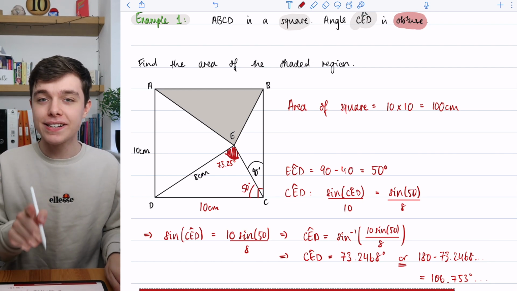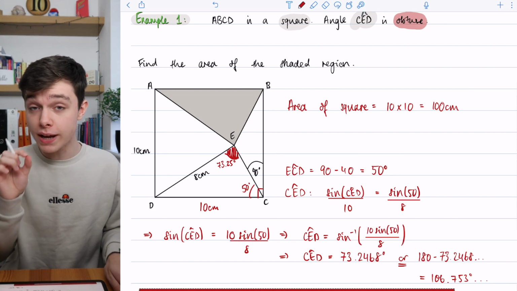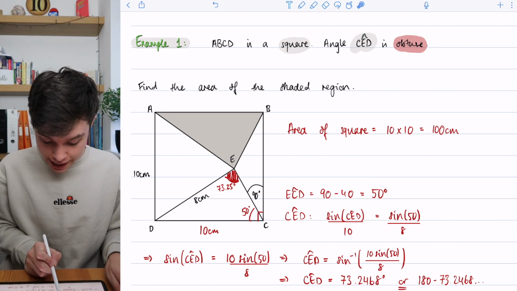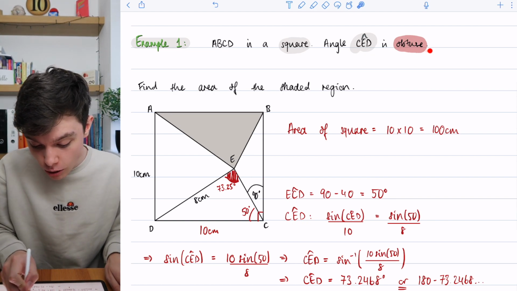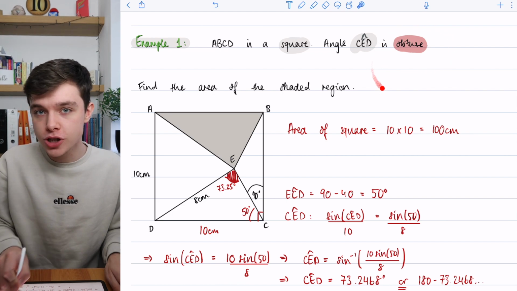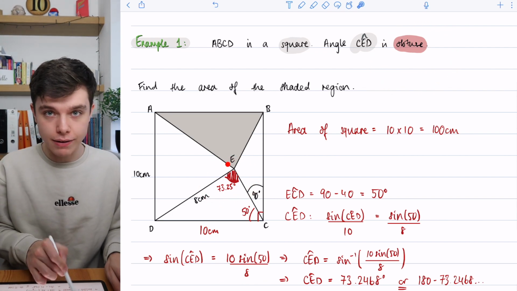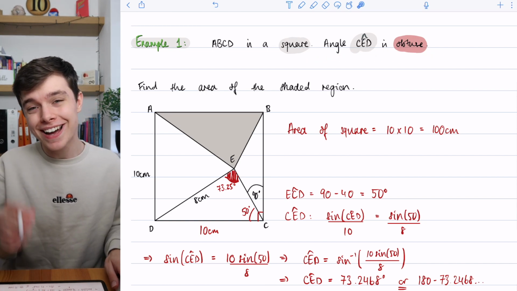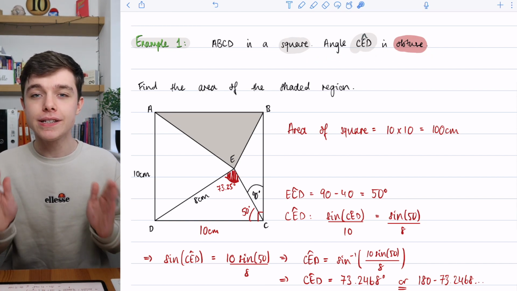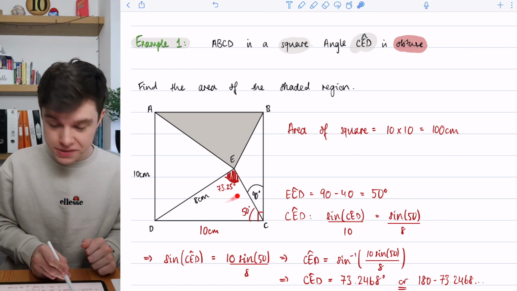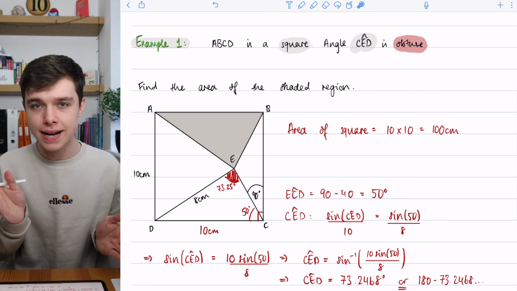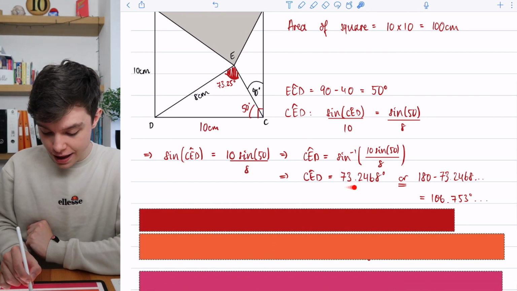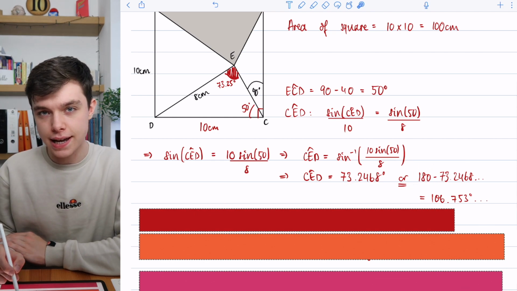However, I highlighted a very key word in the question: obtuse. We've just worked out angle CED, and it told us that angle CED is obtuse. Again, don't go off the diagram because the diagram can be quite deceiving. We're going off the wording in the question, and that is a fact. So, what do we need to do? Well, 73 degrees is not obtuse because it's not past 90 degrees. So what we need to do is take this away from 180.